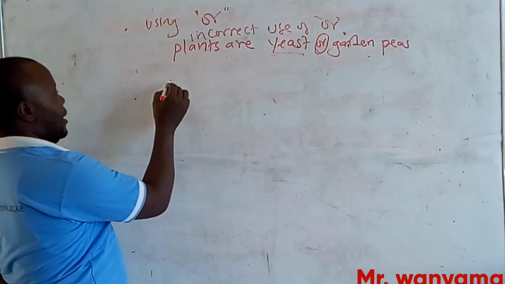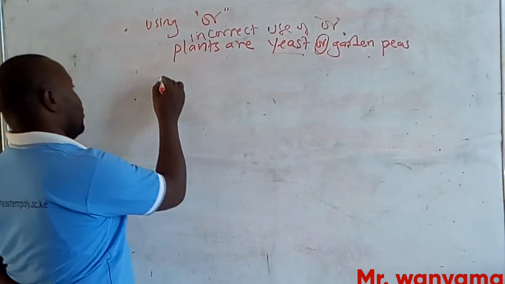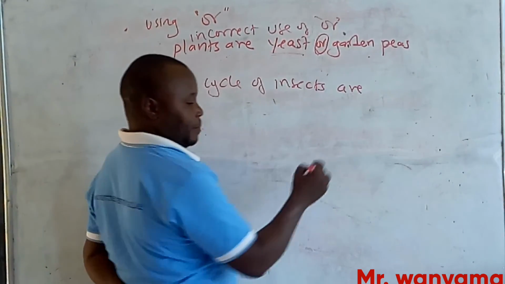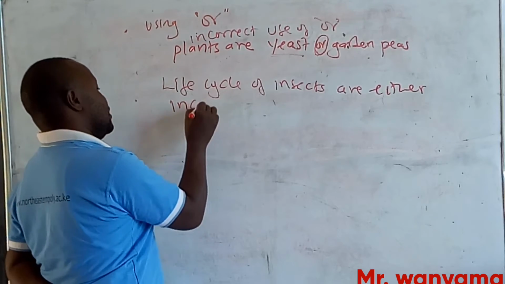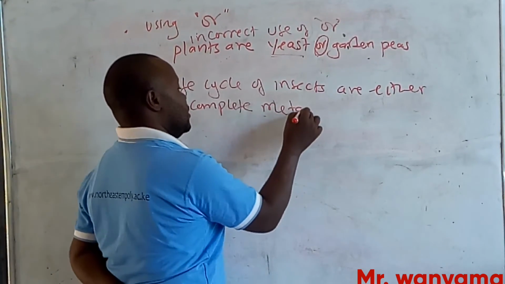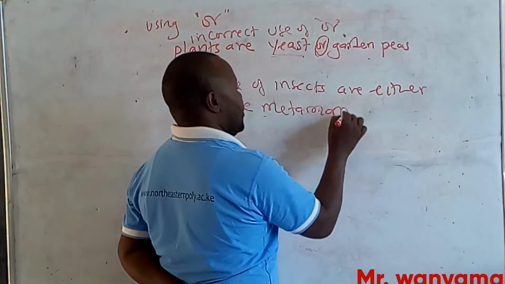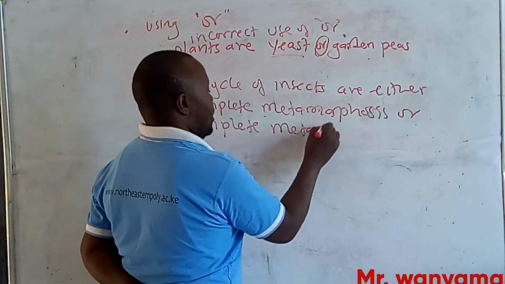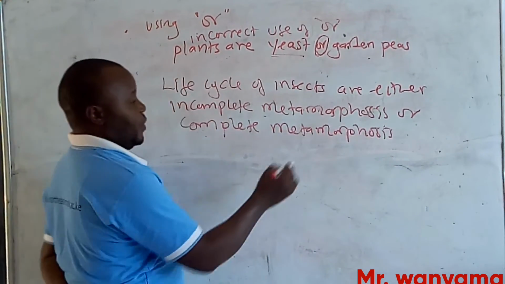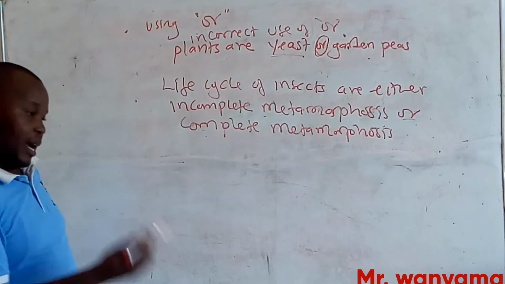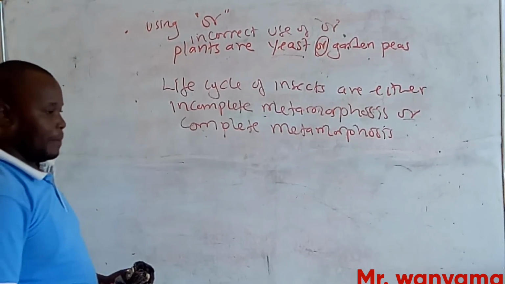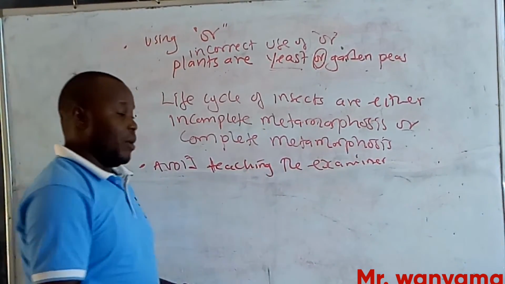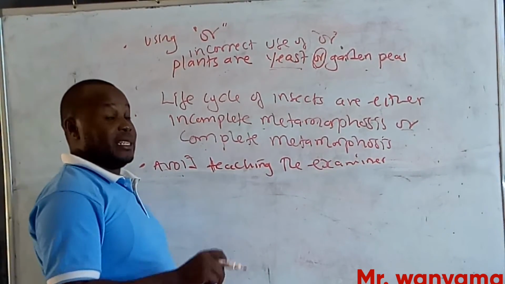Another case, you can say this: the life cycle of insects is either incomplete metamorphosis or complete metamorphosis. When you use or here, it's acceptable because the two statements agree with each other. When we are talking about excess amino acids being broken down, the examiner already knows that is deamination.